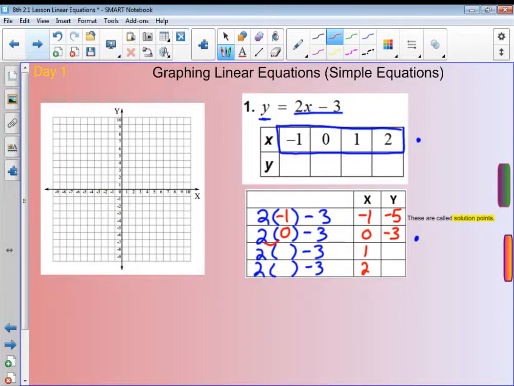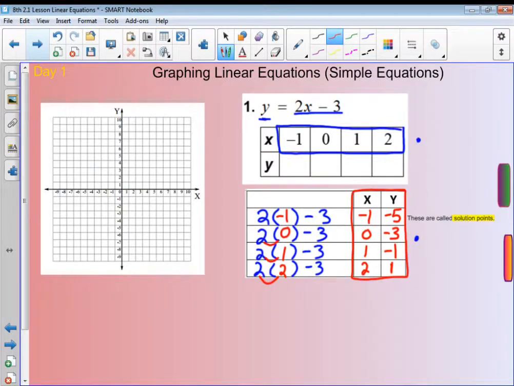My next one, I'll substitute in a 1. 2 times 1 is 2, minus 3 gives me negative 1. And then my last one is a 2 for x. 2 times 2 is 4, minus 3 gives me 1. Okay, so sometimes you'll see your table set up in this format. That's usually called an in-out table or a function table.